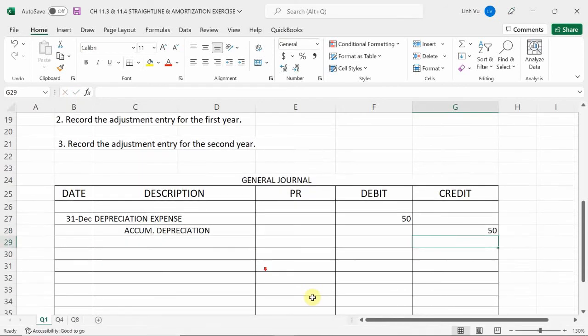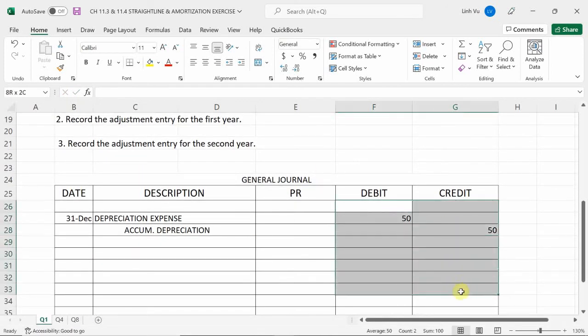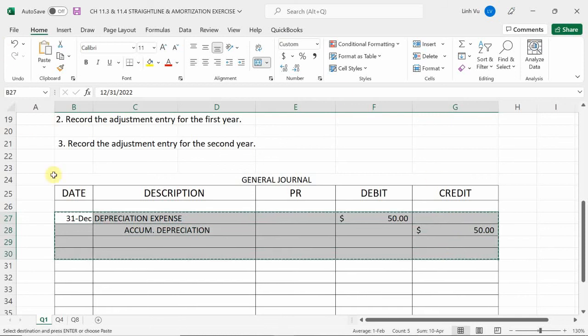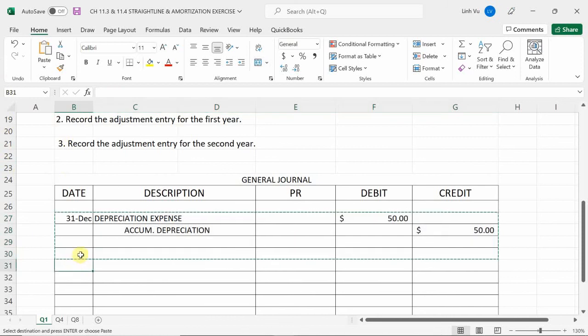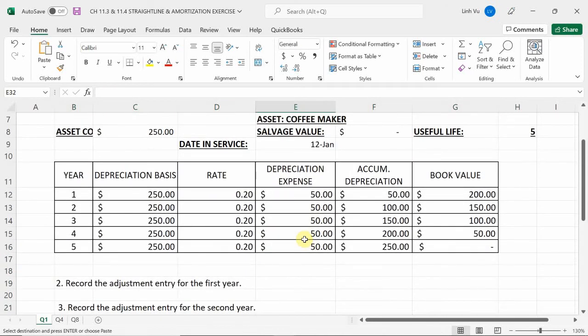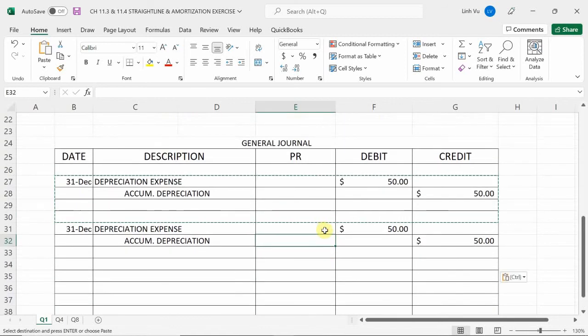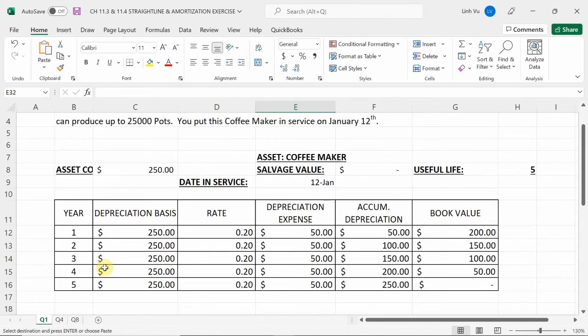So in this case, that's year 1. What's my year 2 journal going to look like? It'd be the same depreciation expense and accumulated depreciation, and the numbers would be the same, 50. Correct. Because you're depreciating it every year for the same amount every year. So in this case, second year, it's also going to be $50 debit, $50 credit. Okay. All right, so that was the first one.